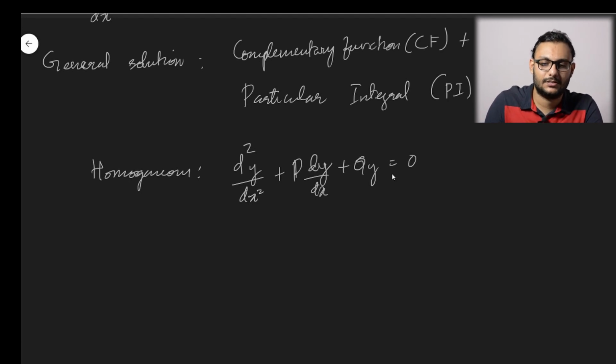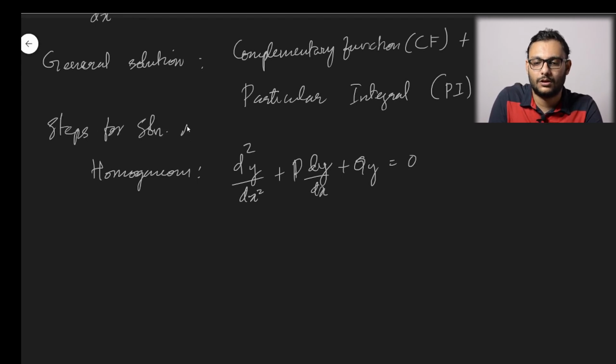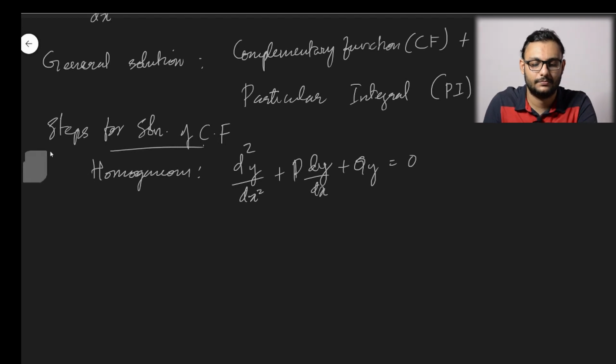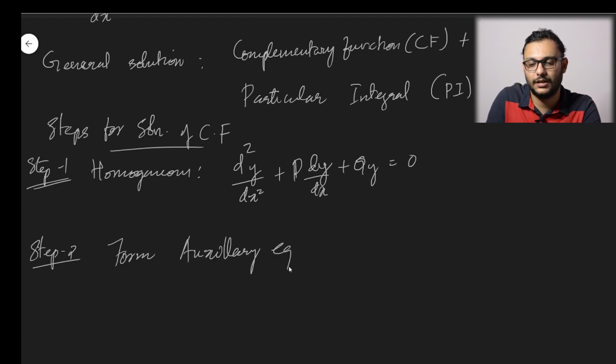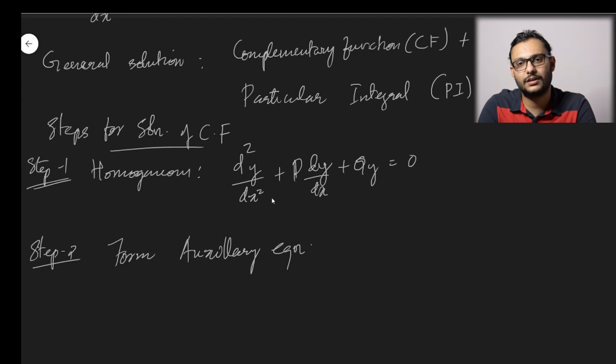So, the next step is, I am now giving out the steps for the solution of the complementary function. The first step, step 1, is write the homogeneous part of the differential equation. Step 2 is form the auxiliary equation. How can we form the auxiliary equation?